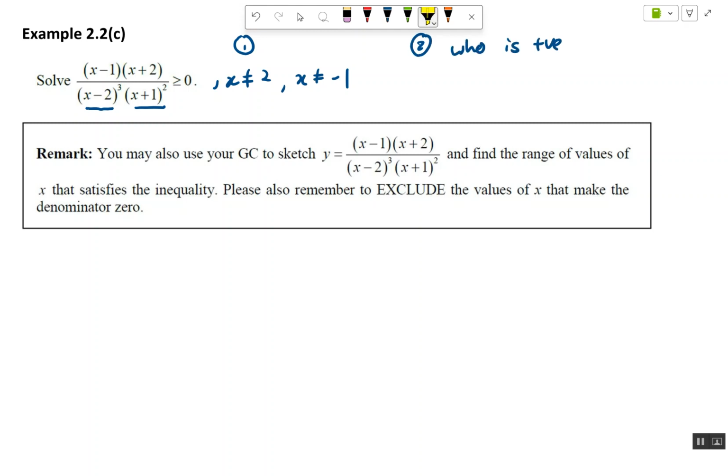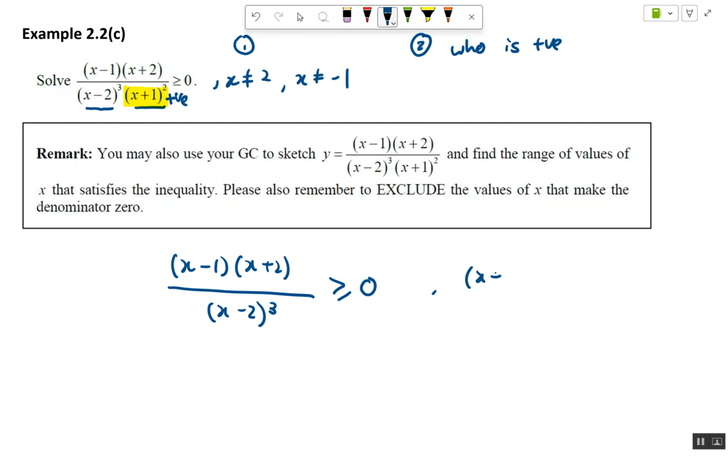Looking at this, I know that (x + 1) squared is already positive, so I do not need to care about it. If you do not know why, then look at the previous examples. Anything to the power of 3 may not always be positive. Only even powers are always positive. So what I am left to prove is that (x - 1)(x + 2) over (x - 2) cubed must be greater than or equal to 0. Why? Because I already know that (x + 1) squared is always positive.